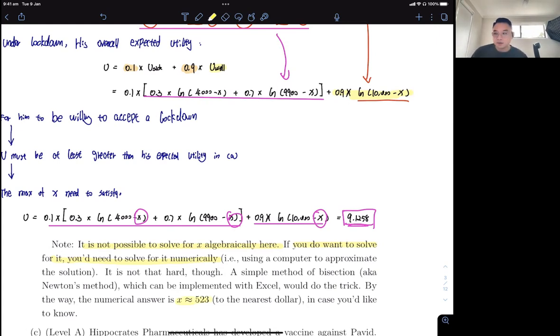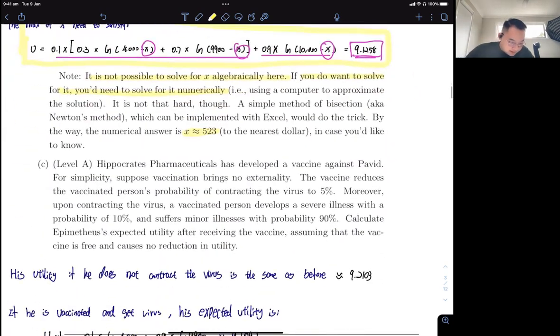In case you'd like to know. However, this is not required. You don't have to calculate the amount of X. All you need to do is just write down this condition over here, which is the maximum of X that needs to be satisfied. All right, so question C.